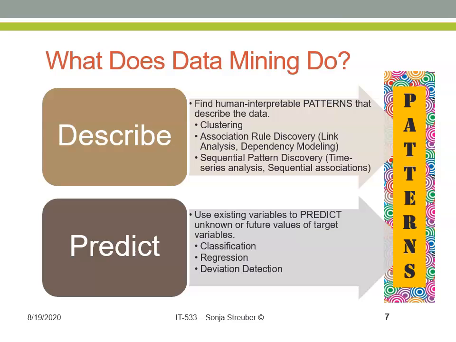So data mining really does two things. Data mining describes and predicts. We describe data by finding human interpretable patterns inside those data. That's the story that the data that we currently have at our disposal tells us. We can do that by using techniques like clustering, like discovering associations among certain sets of data, certain sets of attributes, or also sequential patterns.